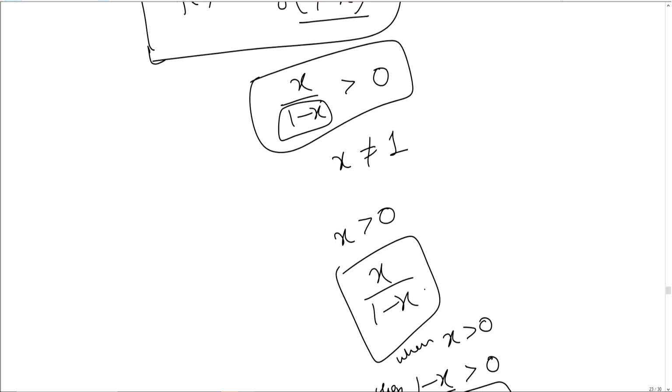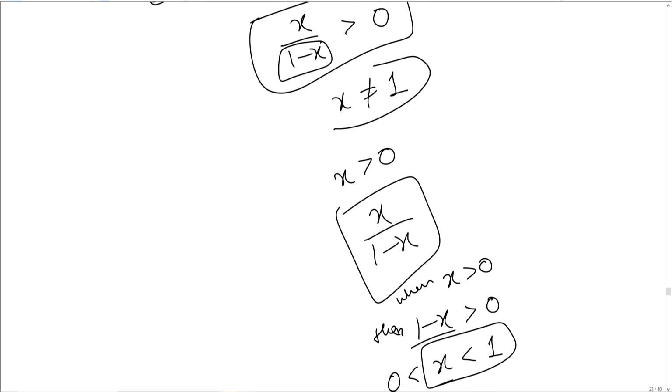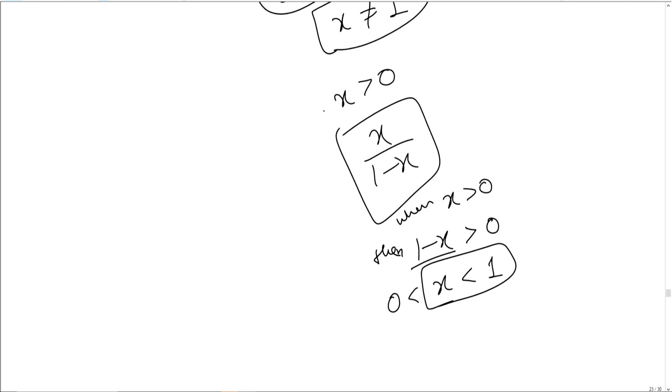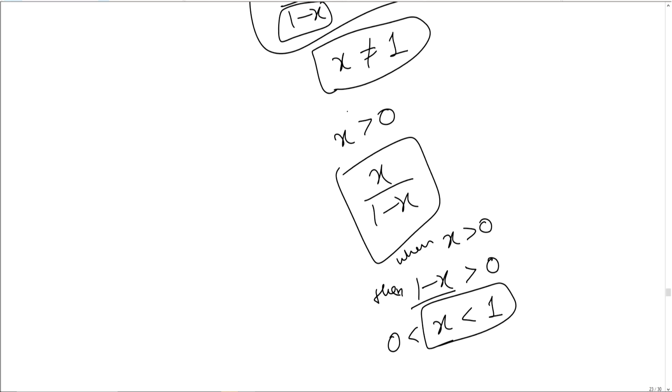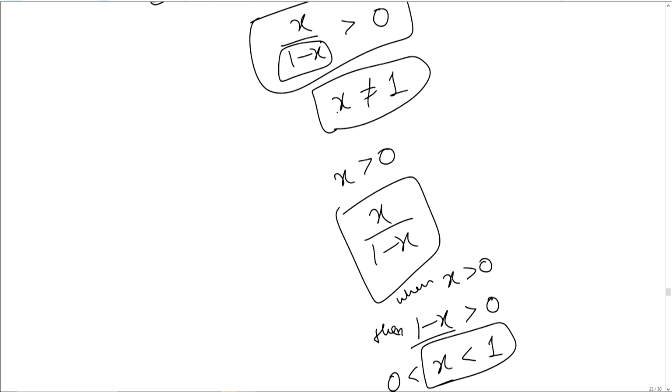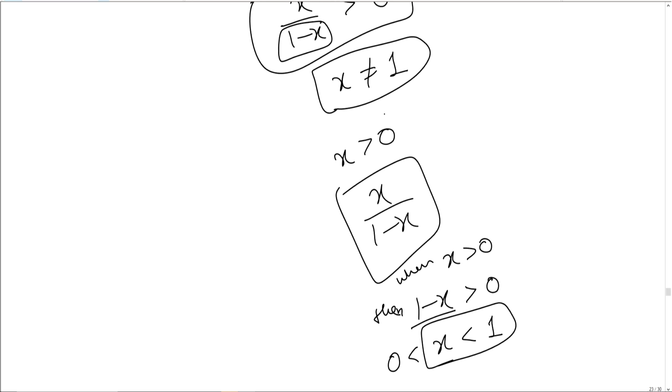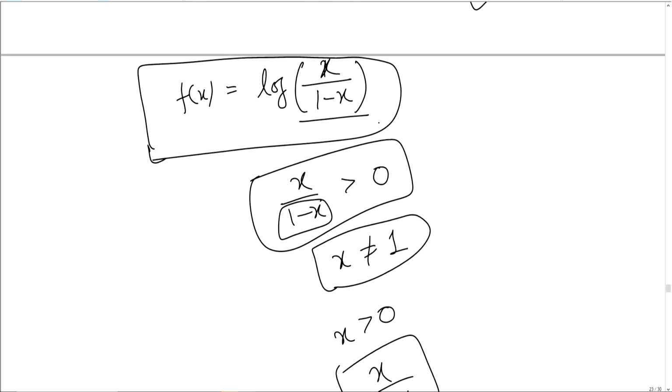Can x be 0? No. Can x be 1? No, this is already ruled out. So, x has to have a value strictly between 0 and 1, but not equal to 0 and 1. All right. So, that is the domain of this function. So, x can take a value between 0 and 1. What value can this function take? What would be the codomain?